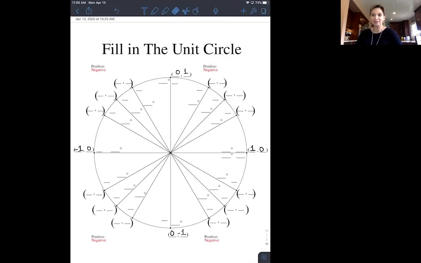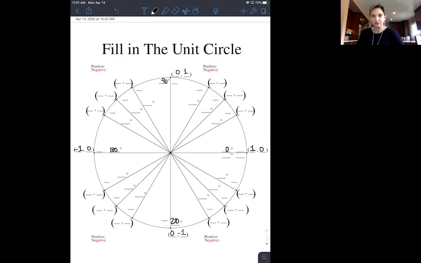All right, we've already got stuff on there, right? That was easy. Okay, now let's talk about our angles. We can go in and fill in some of our angles. Right here, we're at 0 degrees. And up here on our y-axis, we're at 90 degrees. Over here, we're at 180 degrees. And down here, we're at 270 degrees.